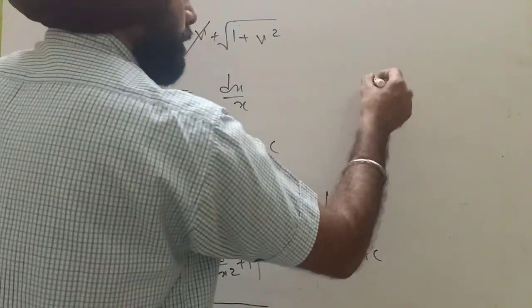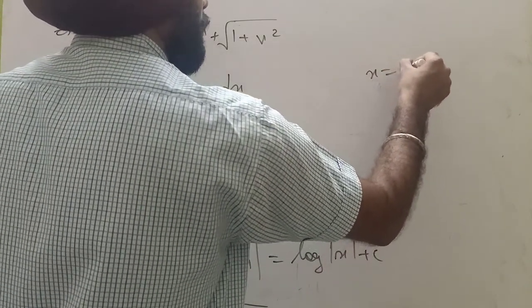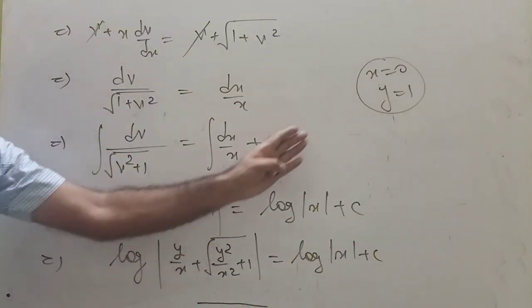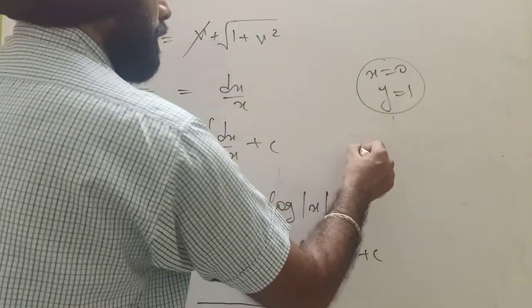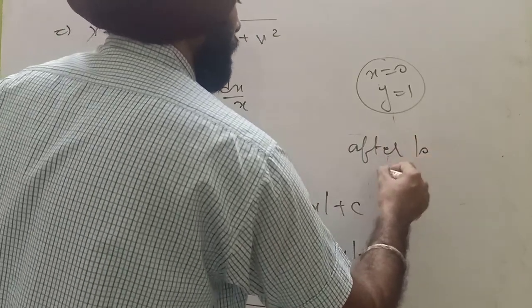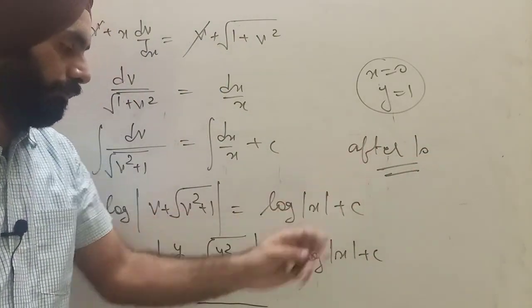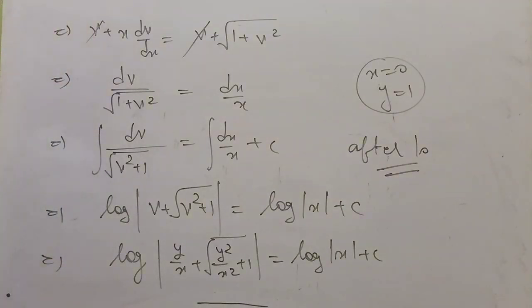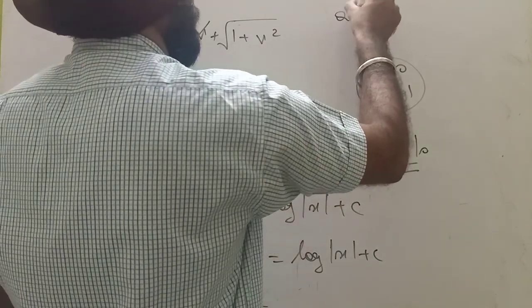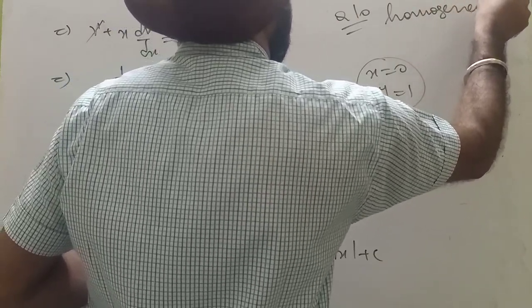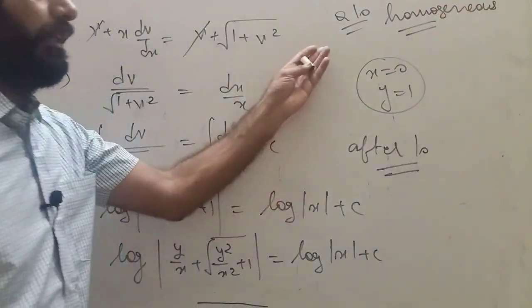Now if there are conditions like x equal to 0, y is equal to 1, then you have to put these conditions after this. But these conditions are after question number 10 in the NCERT. So you have to see in the paper whether there is a condition or not. Clear? So this is the final answer. In the miscellaneous exercise, there is question number 10 which is of homogeneous type. So now you can solve this type also.